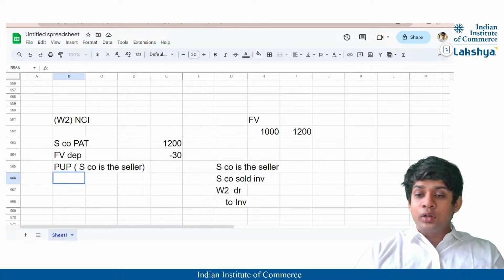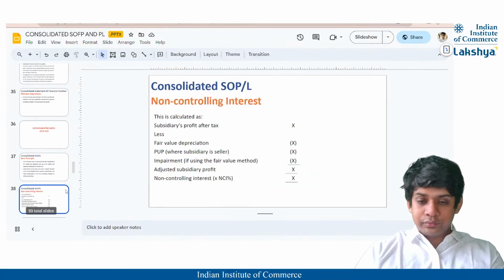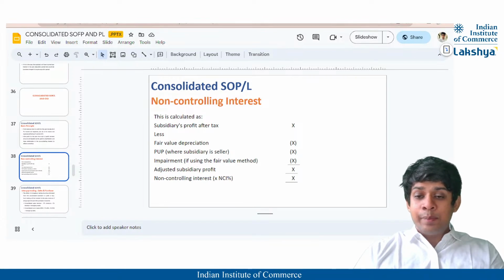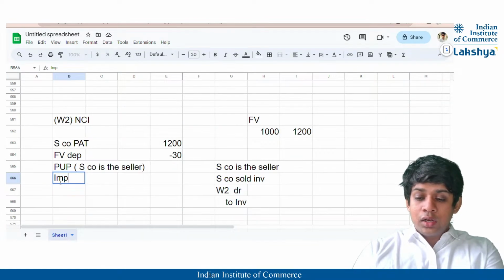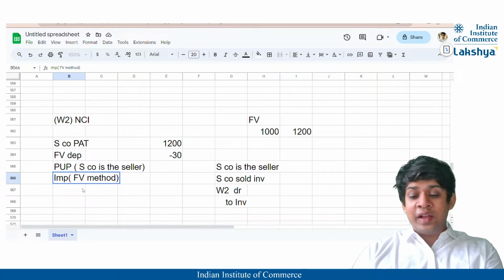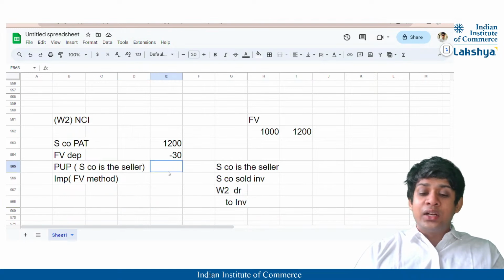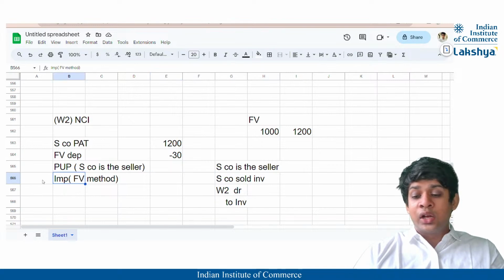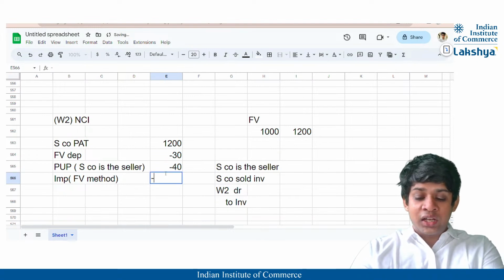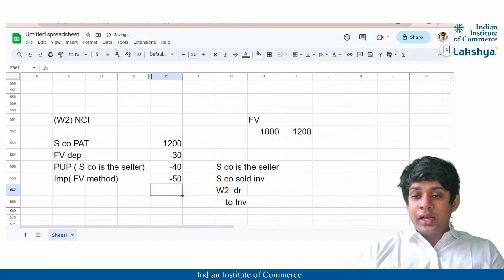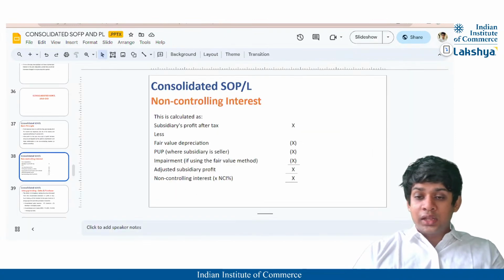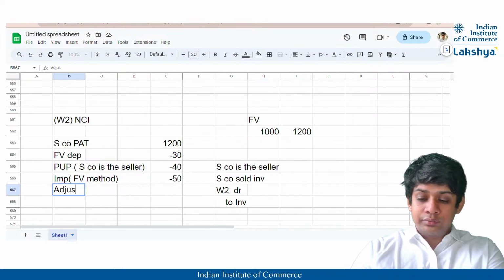Then what else is pending here? Yeah, if in case there is goodwill impairment, but that also only if the fair value method is used. If you remember, only when the fair value method is used, the complete goodwill, even the goodwill of NCI, is calculated, and only then shall it be allocated to the NCI. Otherwise, it is not allocated to the NCI in any way, so it cannot be stated here. But if it is the fair value method, yes, it will be stated. Say this is 40, say this is 50. Then anything else which is pending? Nothing. So then you get the adjusted profit.